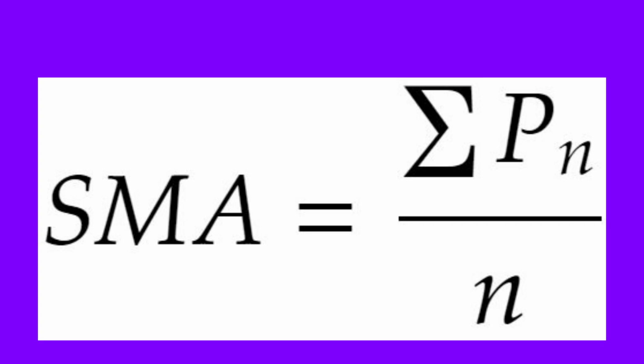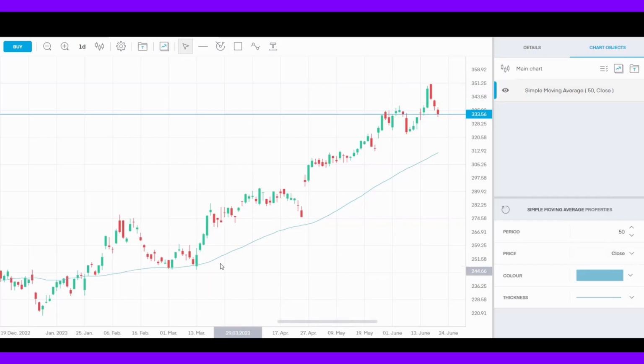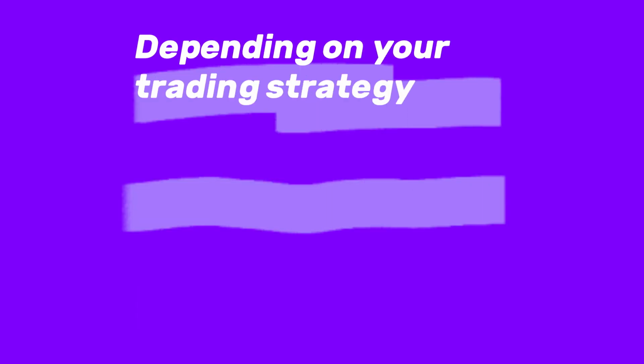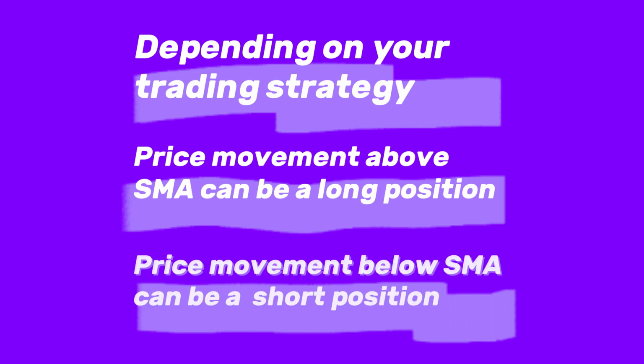Imagine you're analyzing a stock chart, and the price is consistently trading above the 50-day SMA, like here. This indicates an uptrend, suggesting that the stock may be a good candidate for a long position. Conversely, if the price falls below the 50-day SMA, it could signal a potential downtrend and be a signal to exit or consider a short position.